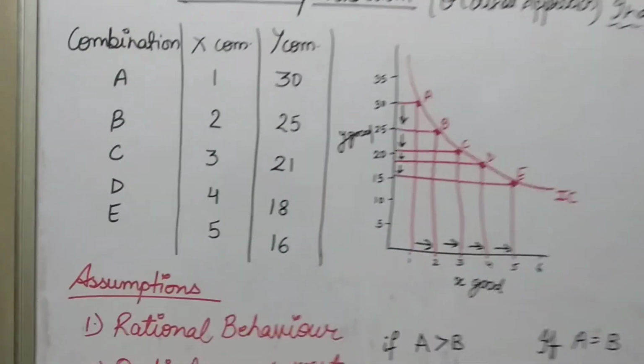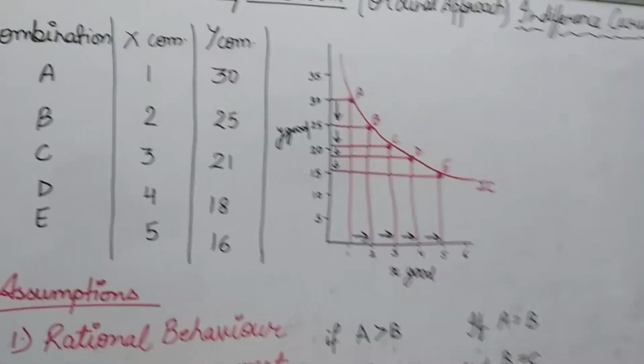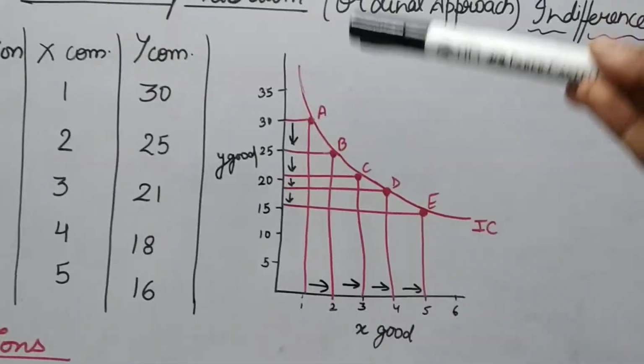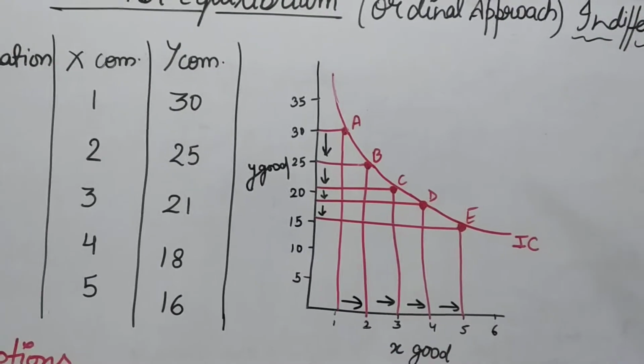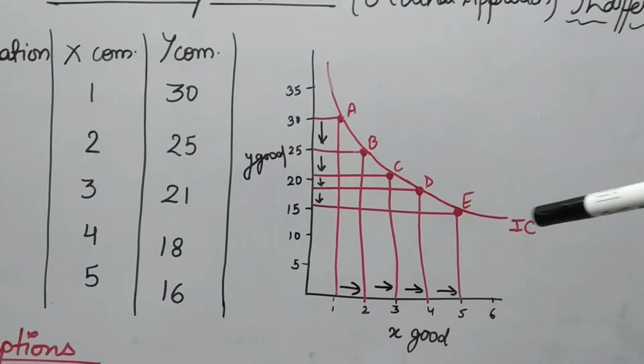Now after this, one more assumption. That means you will come to know one more thing. First of all, you can see that the indifference curve is downward sloping.